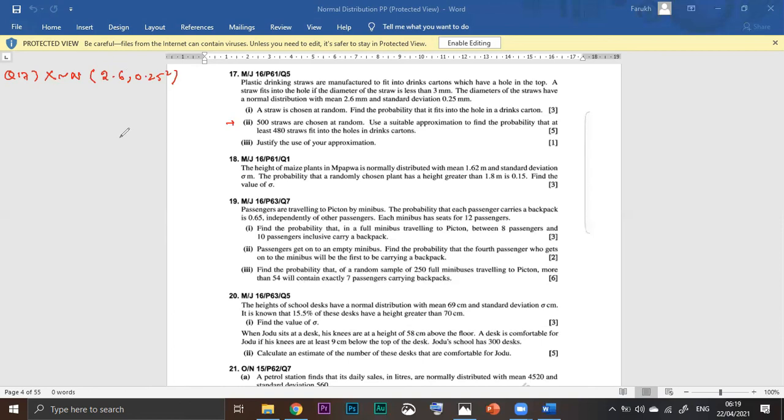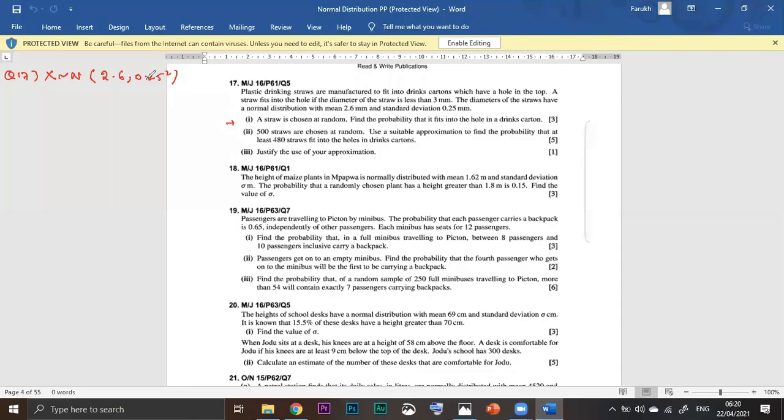Now we have 500 straws, and any straw fits into the hole with a probability. We will have to look at the answer of question number 17. The answer to part 1, that a straw fits into the hole, is 0.9452. I think this one is the answer.